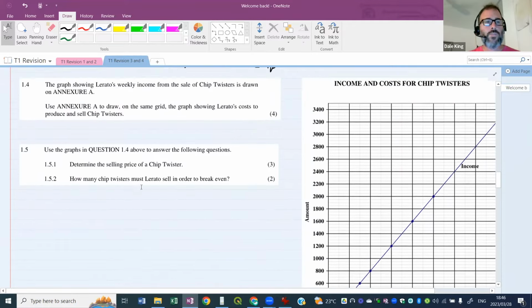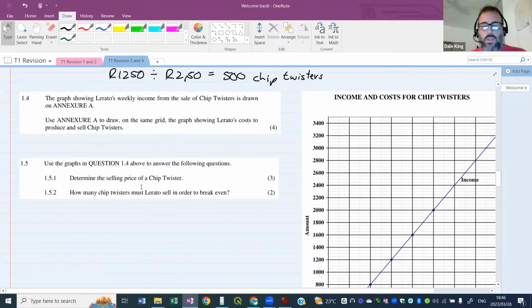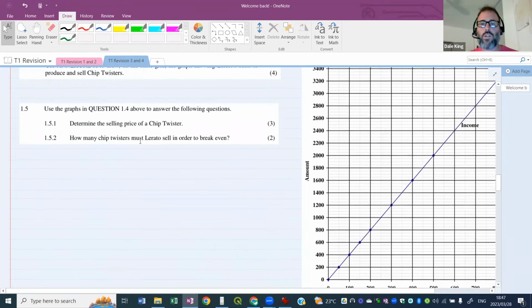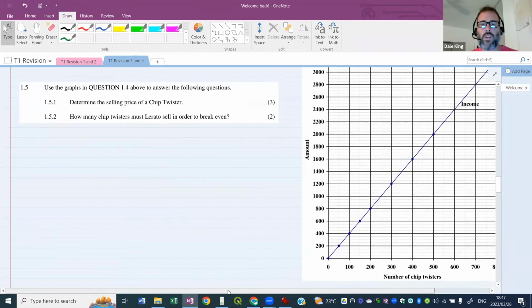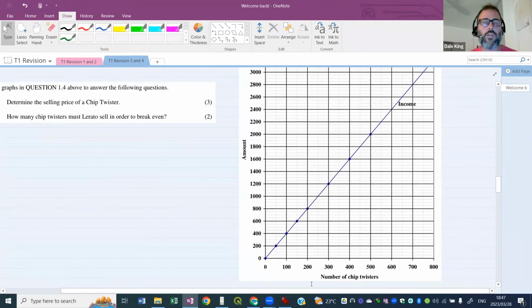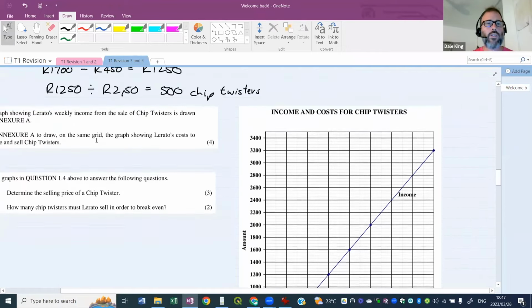Let's go back to the question. Use Annexure A, use this graph here, to draw on the same graph, the graph showing Lorato's costs to produce and sell chip twisters. Okay, so let's try and draw this out on the graph. Okay, now we're going to draw the costs on here. I'm going to use red. I'm going to start the graph here on the left-hand side, obviously. Can someone tell me, for 0 chip twisters, what will the cost be? For 0 chip twisters, what will her weekly costs be? You can use the formula to help you.